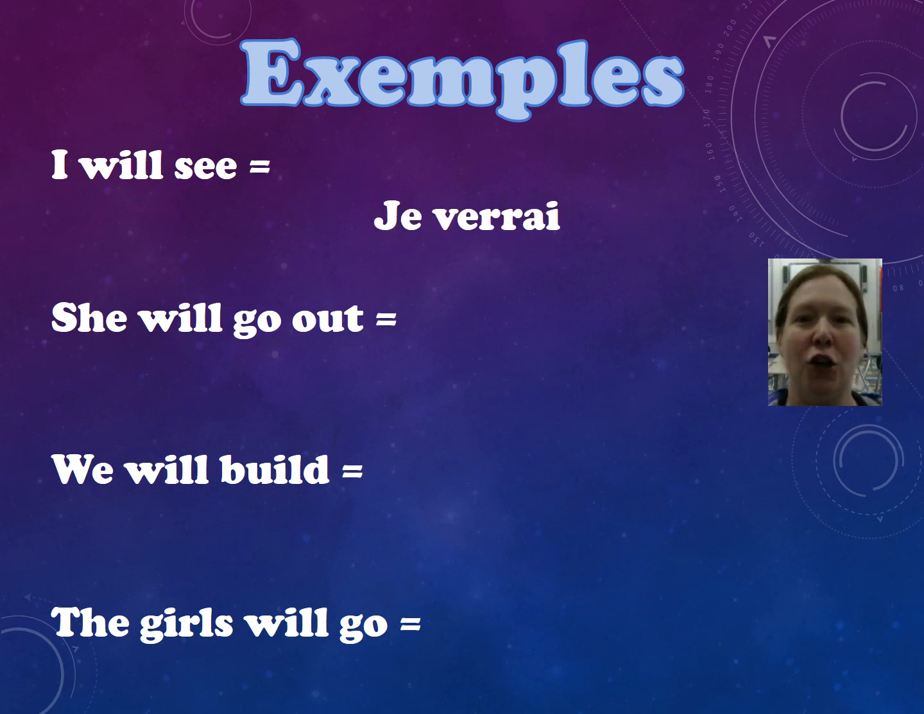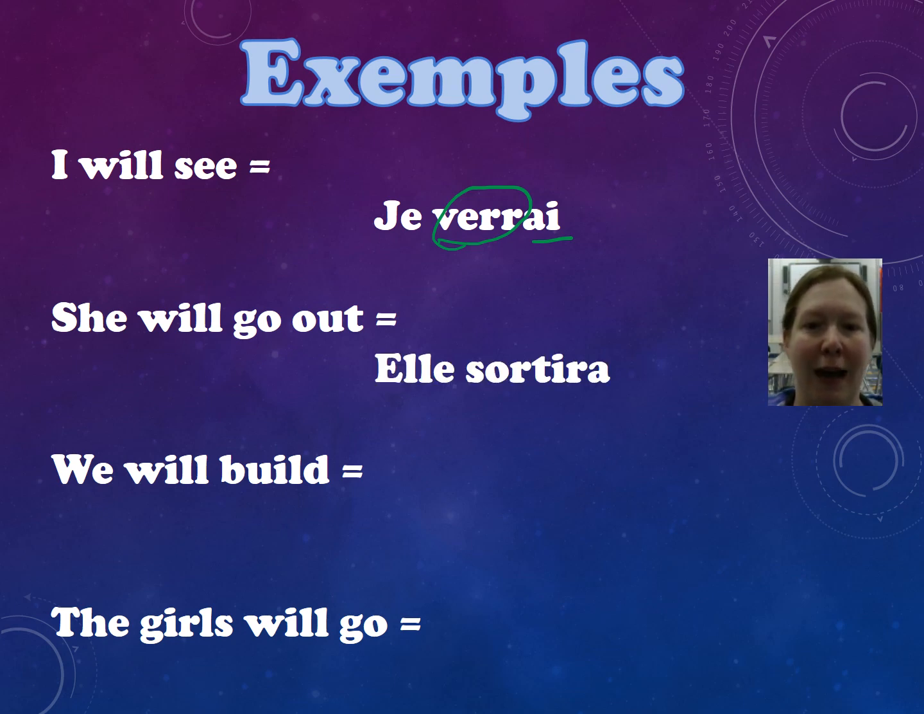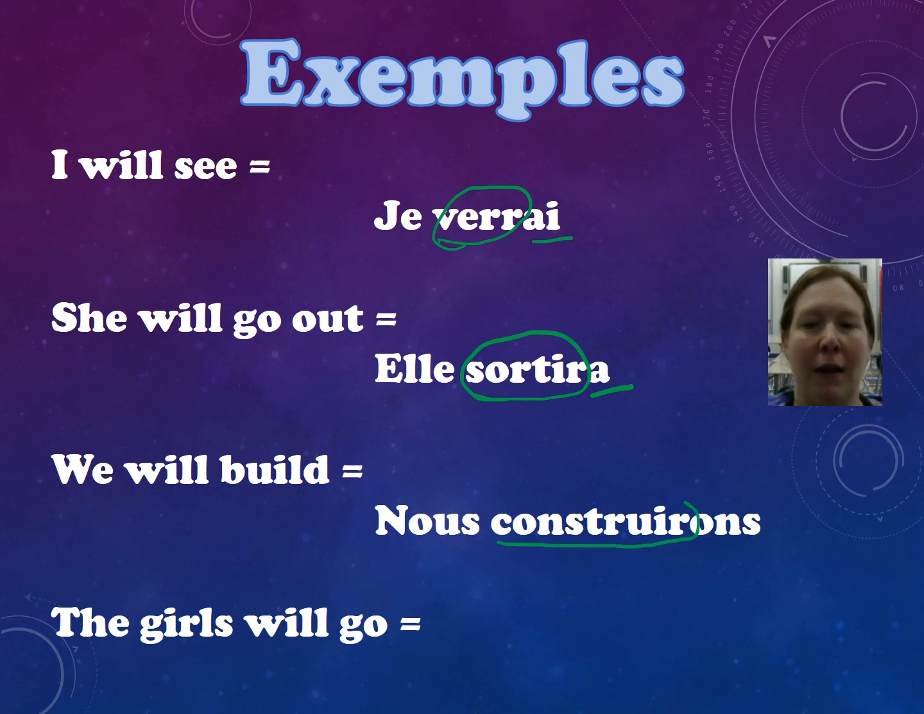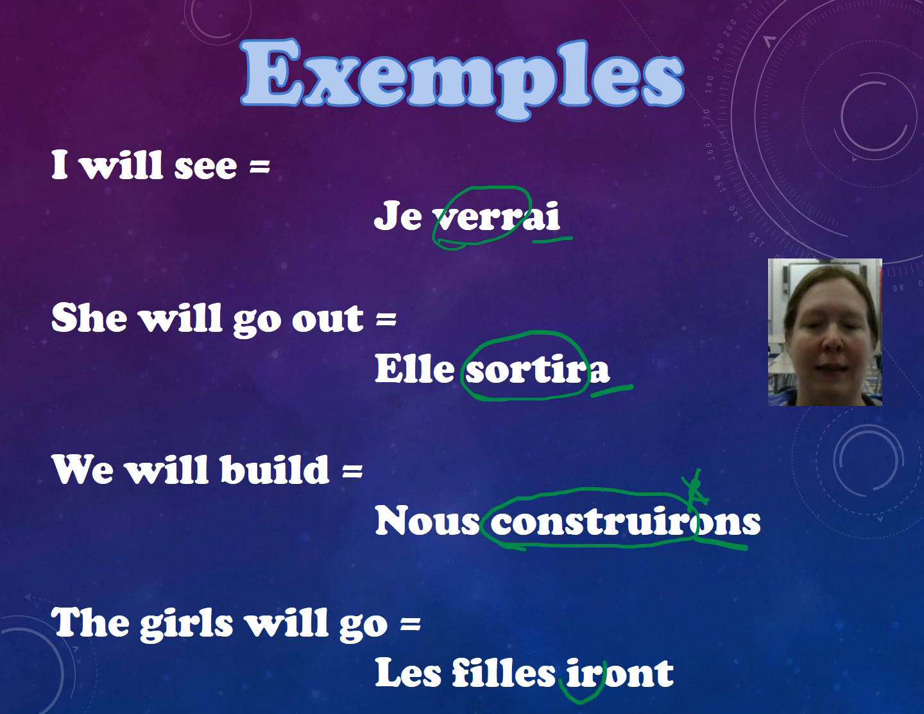So let's take a look at some examples. I will see, je verrai. All right, so we have voir, which has an irregular stem, and then we add our ending. She will go out. Elle sortira. Sortir is regular, so I just take the infinitive and add the ending. We will build. Nous construirons. Now, construire ends in E, but remember I take the E off before I add my ending, okay? Here it is, ONS for nous. The girls will go. Les filles iront. That's aller, irregular stem, followed by the ending.